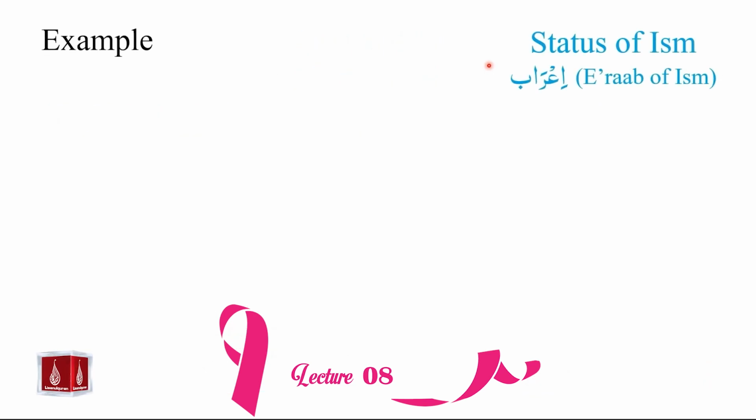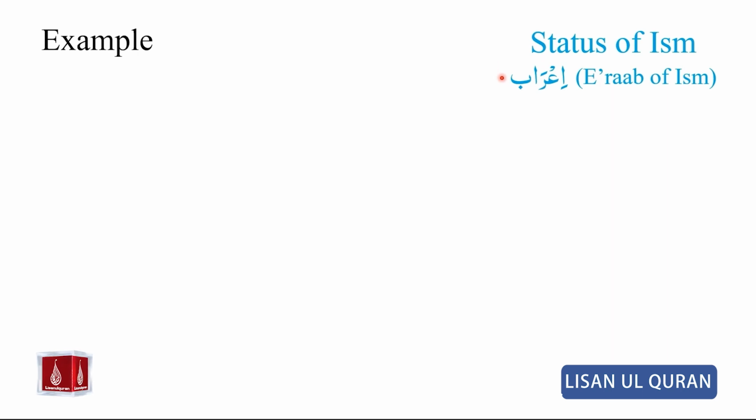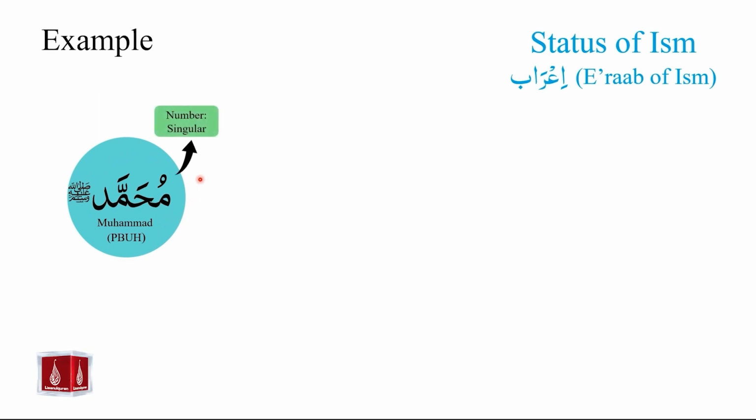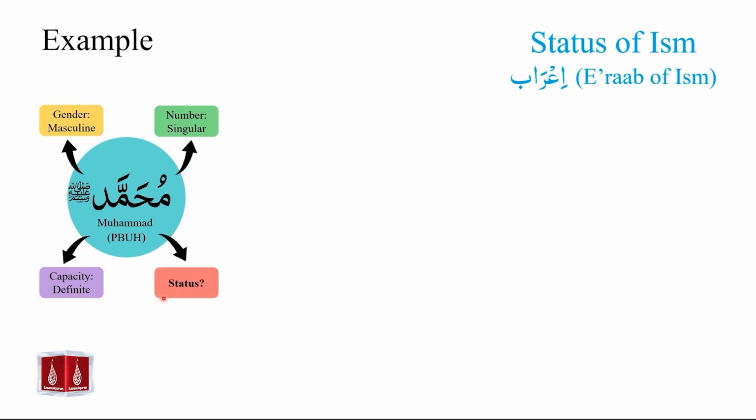Let us look at an example to study the status of ism or i'rab of ism. We will take the example of the name of Prophet Muhammad, peace be upon him. The name Muhammad is an ism, and because it is an ism, it will have 4 characteristics. From the standpoint of number, ism Muhammad is singular. From the standpoint of gender, ism Muhammad is masculine. From the standpoint of capacity, ism Muhammad is definite because it refers to a particular person, and we will determine the grammatical status of ism Muhammad.